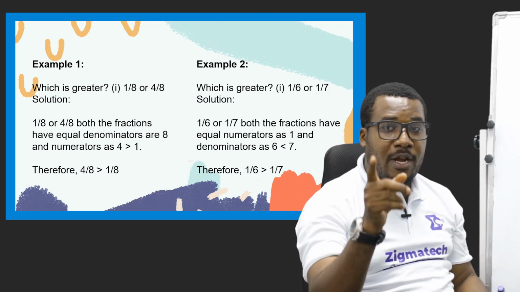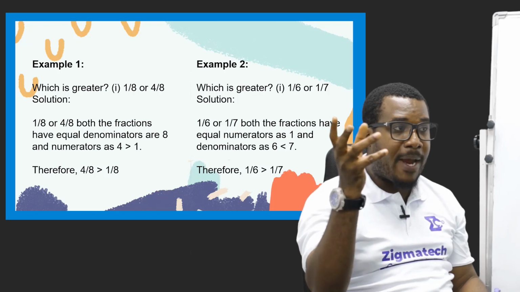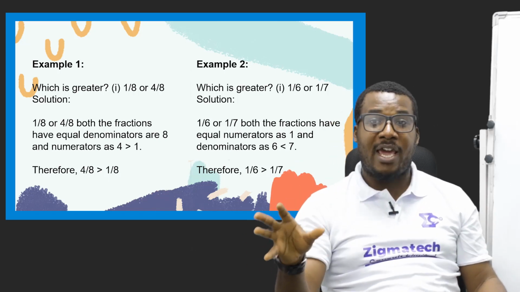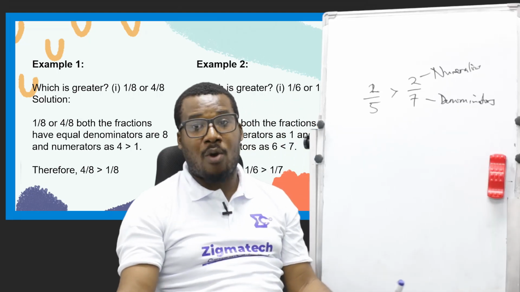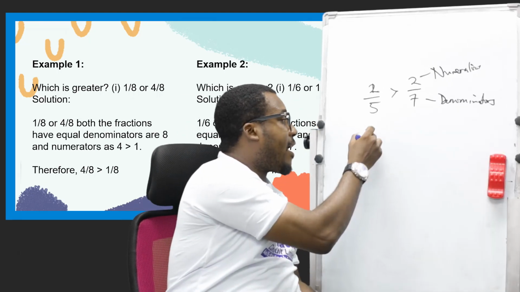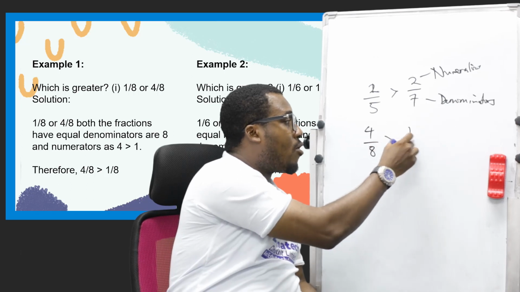That number which is greater is the one that makes up the greater fraction. In this scenario, they are 1 over 8 and 4 over 8. If you compare the 1 and the 4, we know they both have 8 as denominators. When you compare the 1 and the 4, you find out that 4 is greater than 1. Thus, 4 over 8 is greater than 1 over 8.